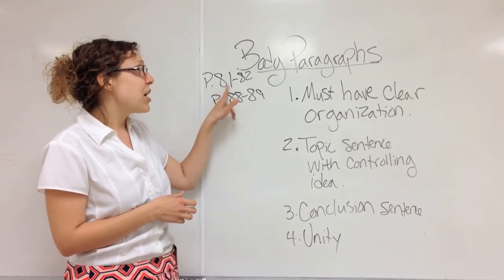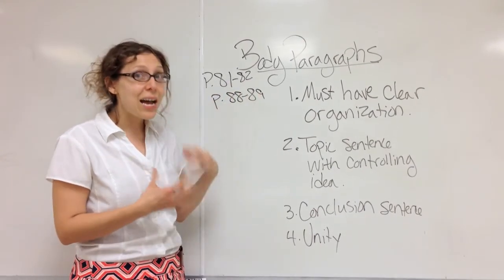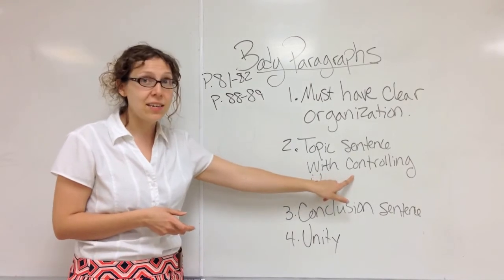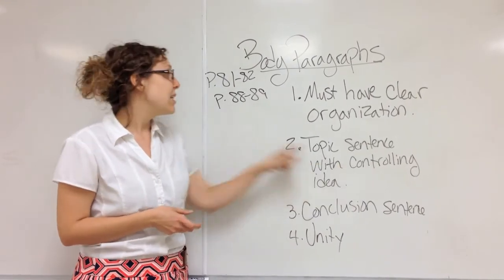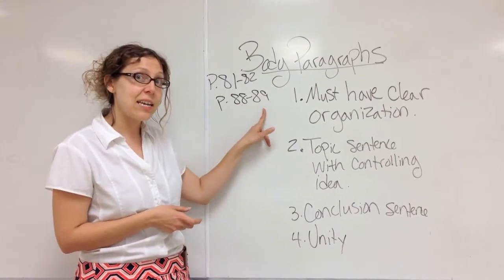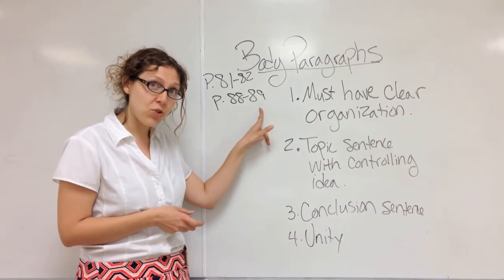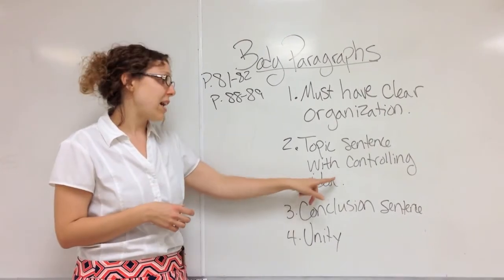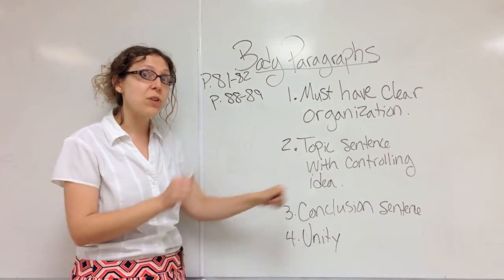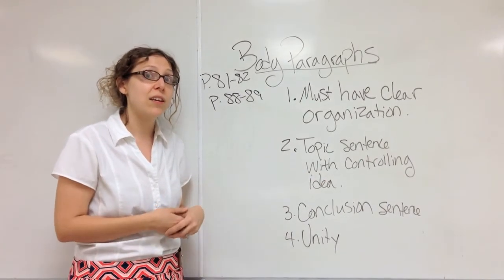In the essay on page 81 to 82, the time periods are the controlling ideas for each paragraph. In the essay on page 88 to 89, the location of the restaurant is the controlling idea for each body paragraph. So when you're underlining those, you're actually underlining the controlling idea.